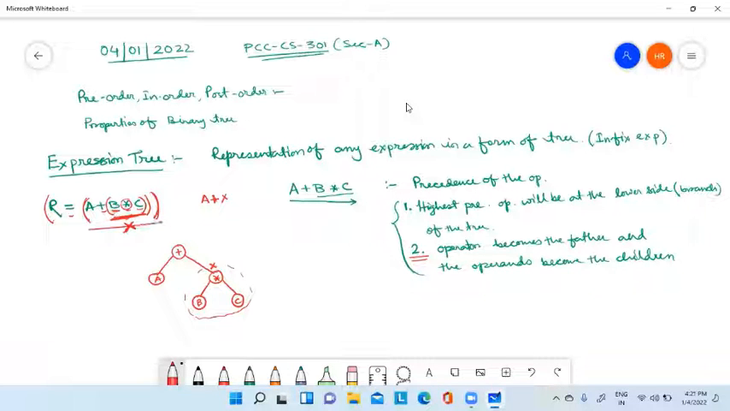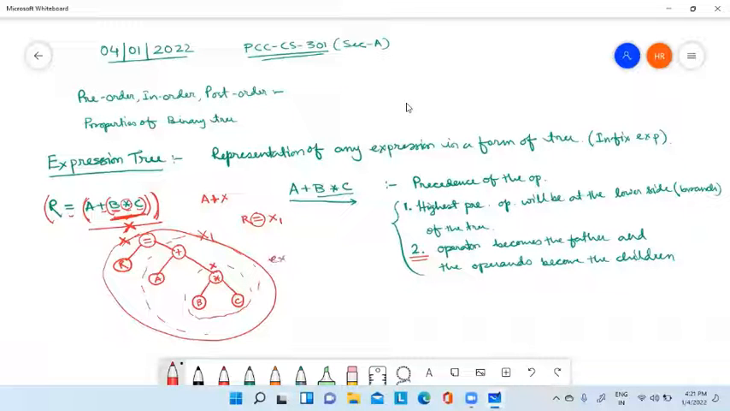Now suppose this total thing becomes x1. So now my new expression is r equal to x1. This equal sign becomes the father because it is an operator, with x1 on the right-hand side and r on this side. So this is your expression tree. I hope it is clear. It is very simple to draw an expression tree.